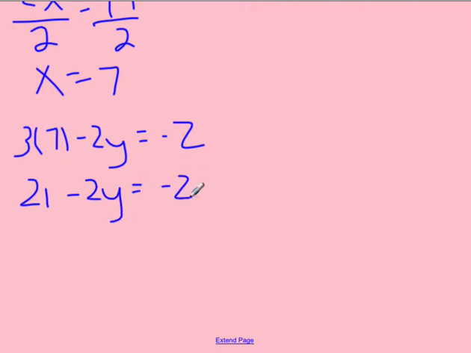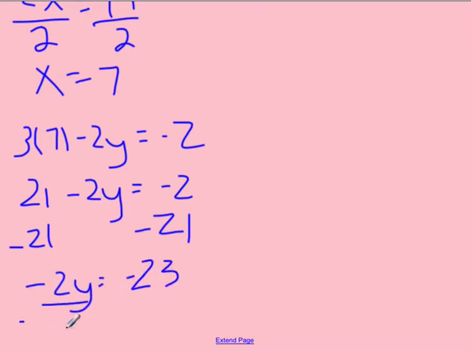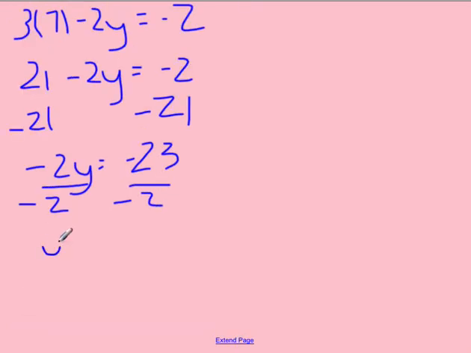Okay, so now this is a positive 21. So to get it over to the other side, I'm going to subtract 21. So I get negative 2y is equal to negative 23. Divide both sides by a negative 2. And when I do that, I end up getting that y is equal to 11.5. So now we're going to write that out as a coordinate point. First my x, and then my y.